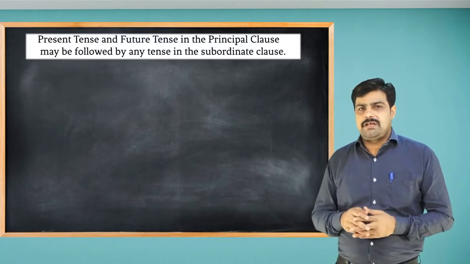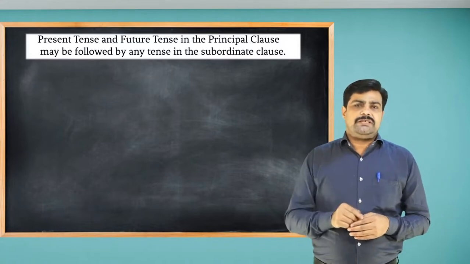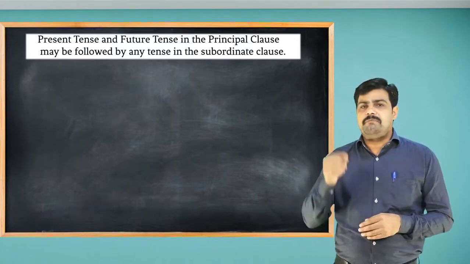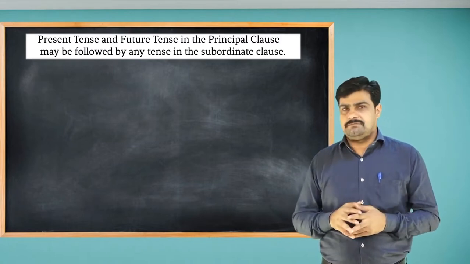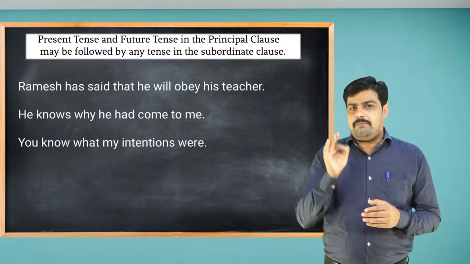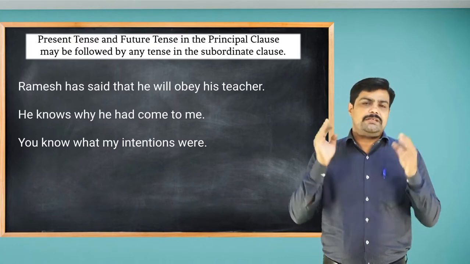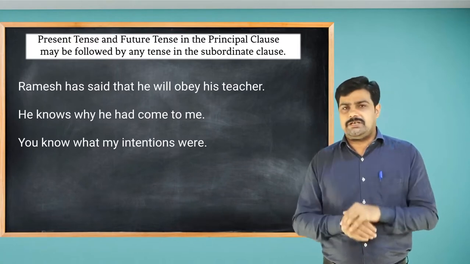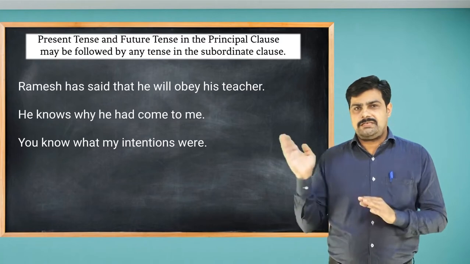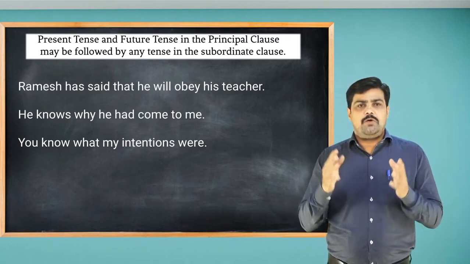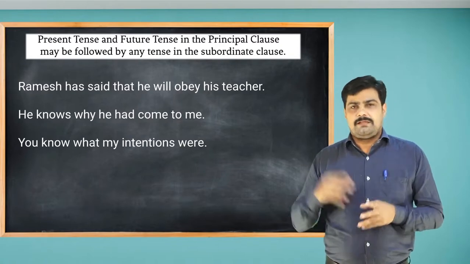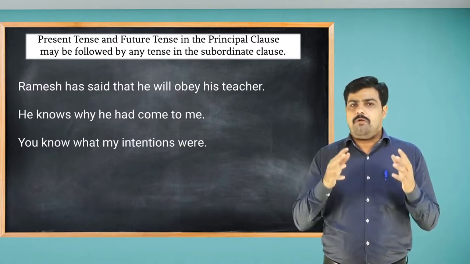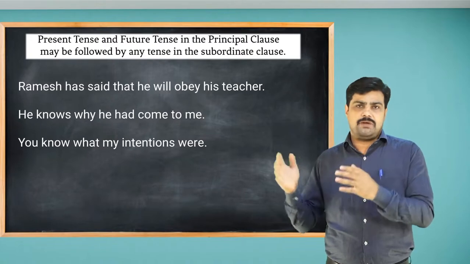Another rule is, present tense and future tense in the principal clause may be followed by any tense in the subordinate clause. It is important. Ramesh has said that he will obey his teachers. Second sentence, you see, he knows why he had come to me. The third sentence is, you know what my intentions were.